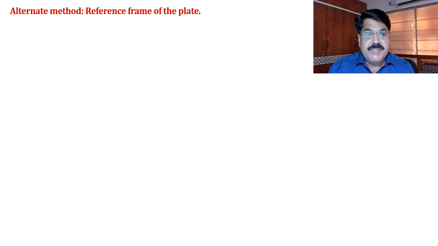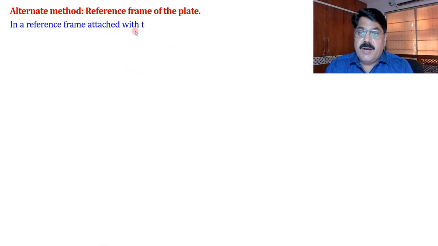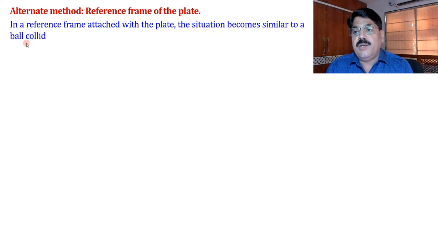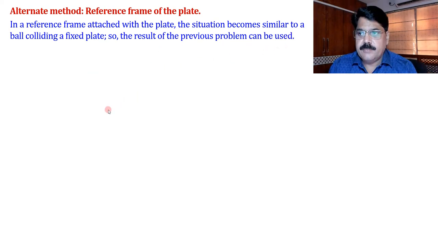So we can apply the same result. In the reference frame of the plate, the velocity of the ball with respect to the plate before the collision becomes e times and reversed, and that will be the velocity of the ball with respect to the plate after the collision. And now using the relative motion idea, we can find the velocity of the ball with respect to the ground. So let us see how we proceed with that strategy. In a reference frame attached with the plate, the situation becomes similar to a ball colliding with a fixed plate. So the result of the previous problem number 5 can be used.